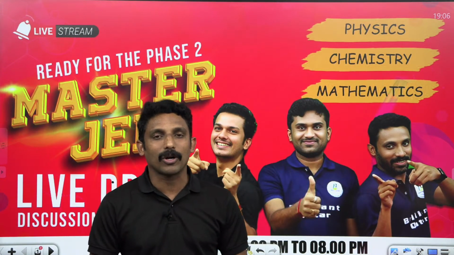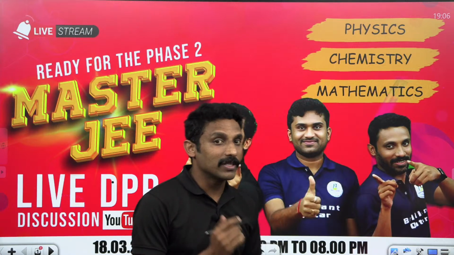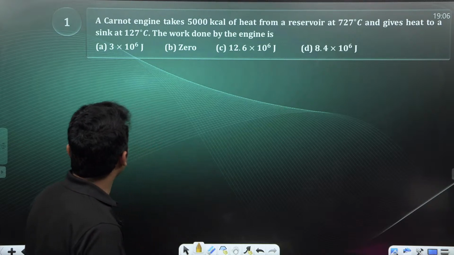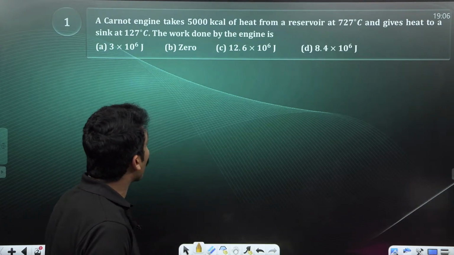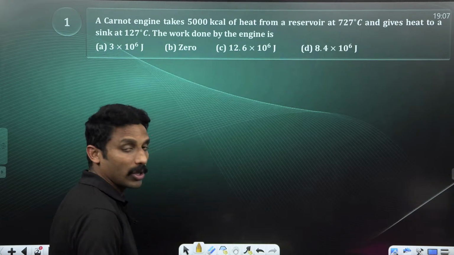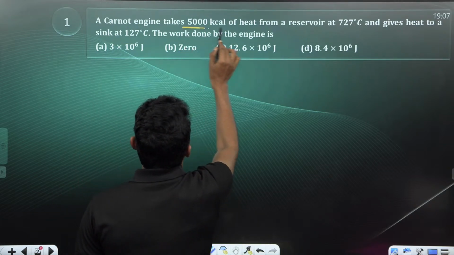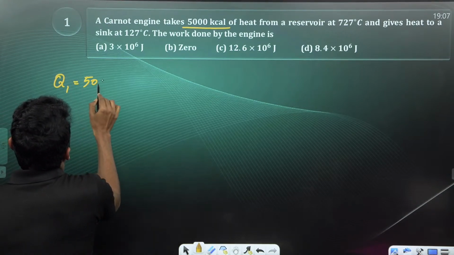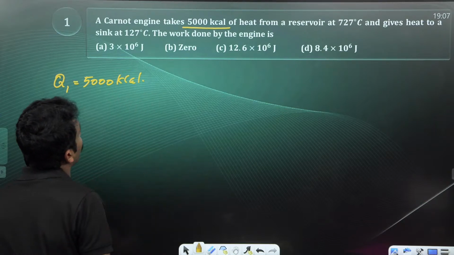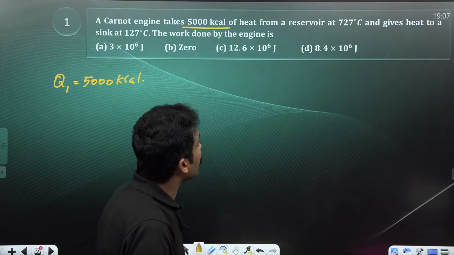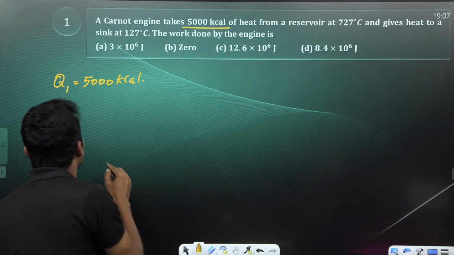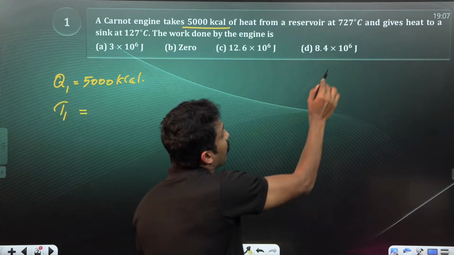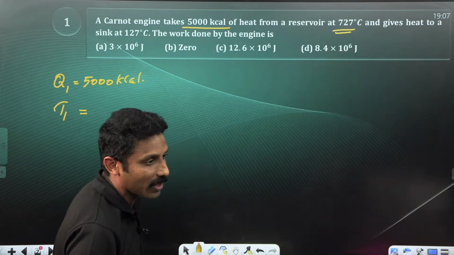Today we discuss thermodynamics and kinetic theory. Some of the important questions from thermodynamics and kinetic theory. The first one: a Carnot engine takes 5000 kilocalorie of heat from a reservoir at 727 degrees C. The Carnot engine takes means this is the heat absorbed by the engine, given 5000 kilocalorie. 727 degrees Celsius is the temperature of the source.